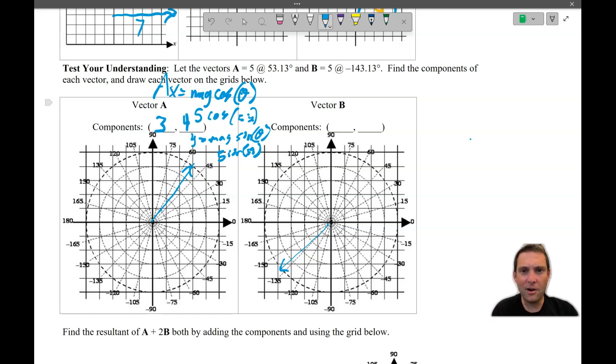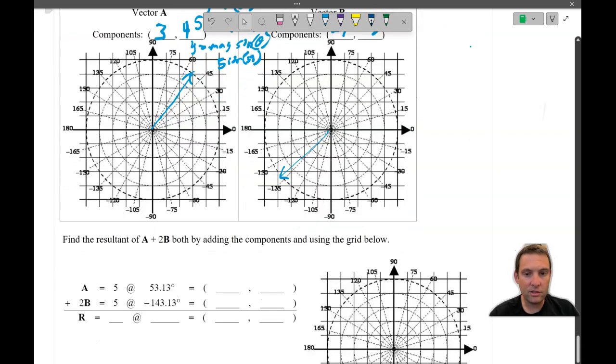All right, vector B, 5. Could this be another 3, 4, 5 triangle? Could it be? Let's see. So 5 cosine of 143 will give me my x component. Oh, that's a negative 143.13. Let's make sure we do that right. So that will give us a negative 4 x component and 5 sine negative 143.13. There it is. Another 3, 4, 5.